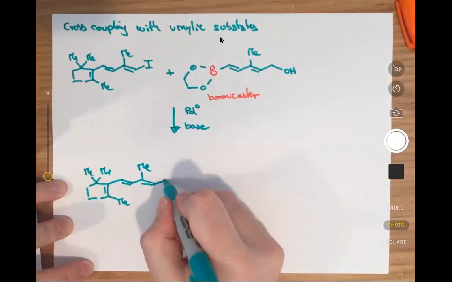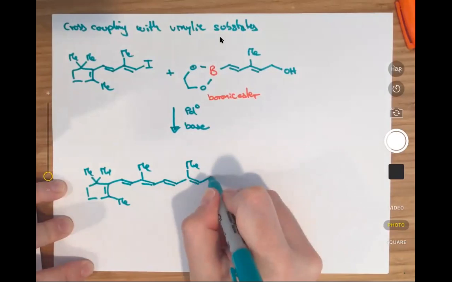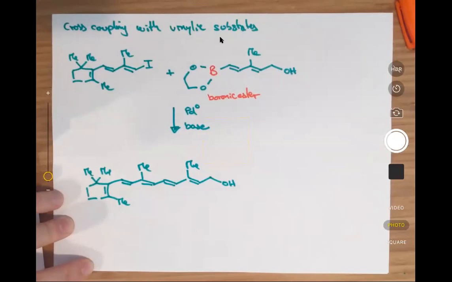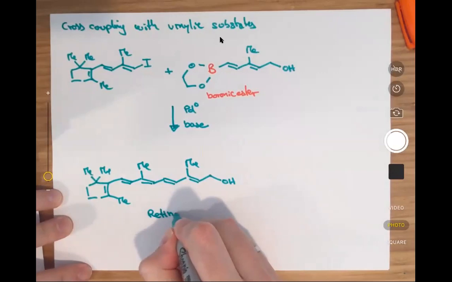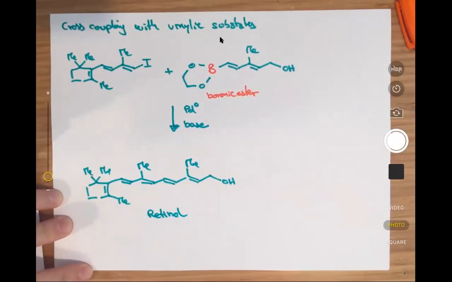And OH on this side. Now you might know this compound, or you might have seen this compound previously. This is called retinol. Related to retinal, which is basically the aldehyde of the species, that's basically what allows you to see. That's kind of the underlying cis-trans isomerization that leads to vision.